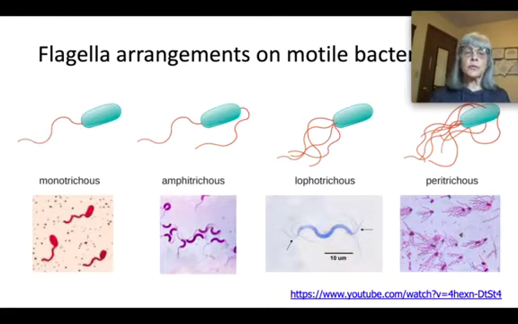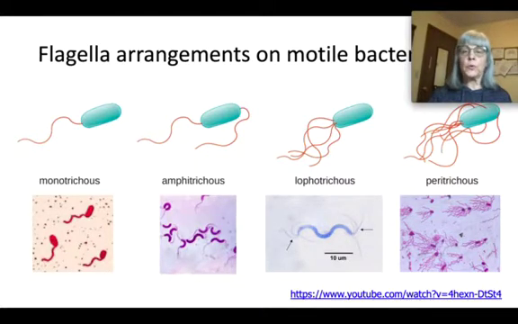I try to think of the word amphibian. If you think of amphibian, an example would be a frog. It lives part of its life in water and also on land, both. And that's what amphitrichous means. It means that you've got one flagellum on both ends of the bacterial cell.